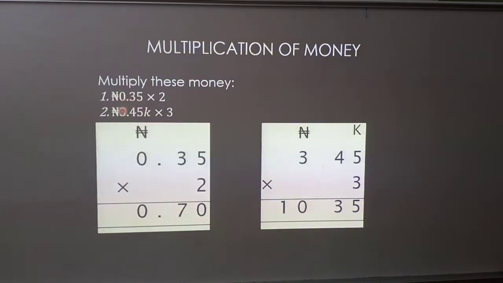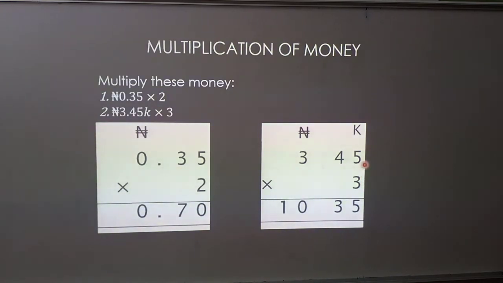How about 3 naira and 45 kobo times 3? Here you have 2 different columns, 1 column for naira and 1 column for kobo. Remember what I told you about kobo? Kobo has to have 2 digits. Okay, so here you have 45 as the 2 digits for kobo, and you have 3 as the digit for naira. You multiply them separately.